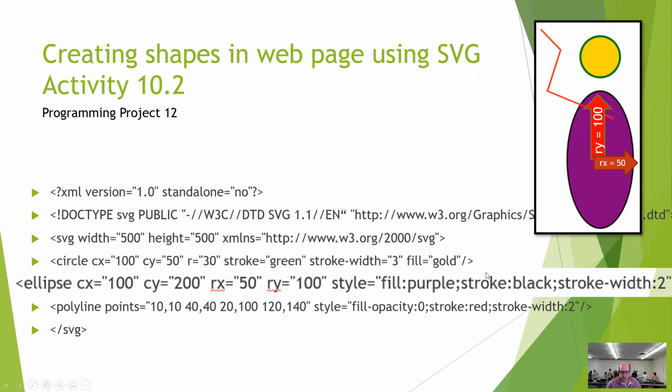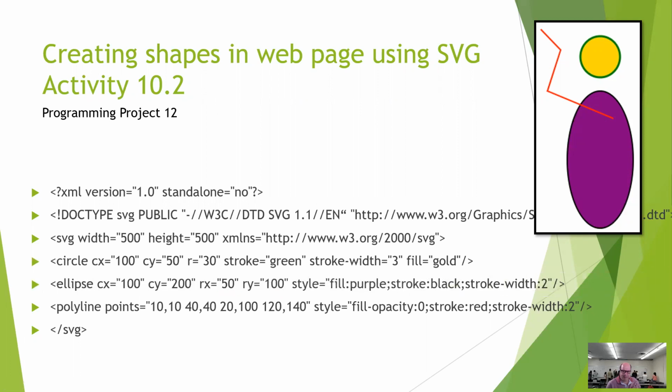Stroke, remember, the stroke is for the line around it. In this case, it's going to be black, and the width is 2. So the line around it is black and width 2.